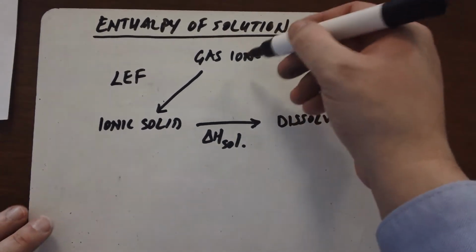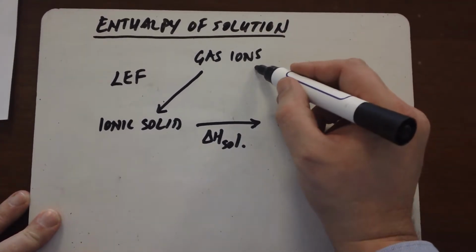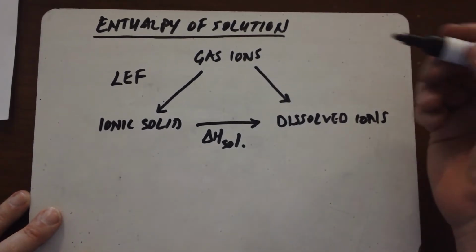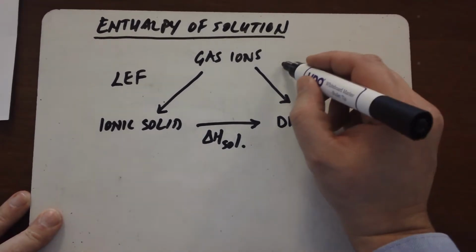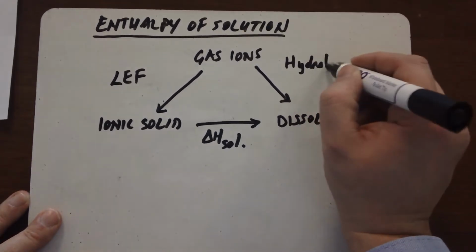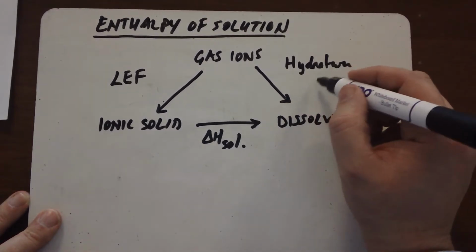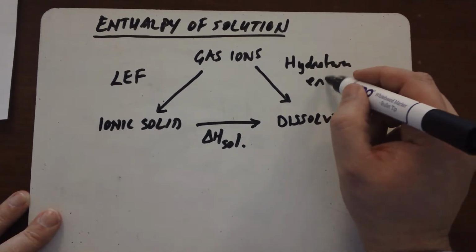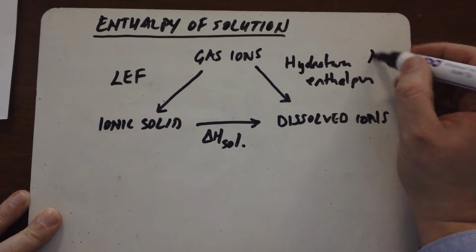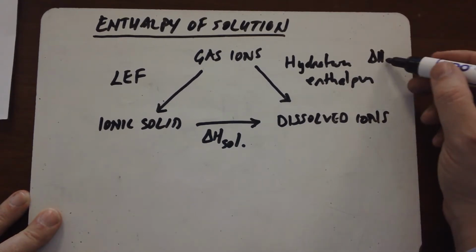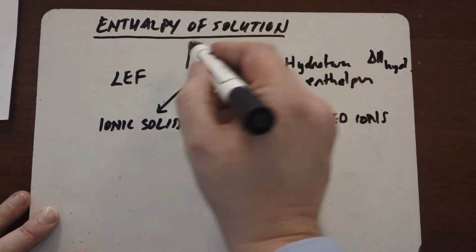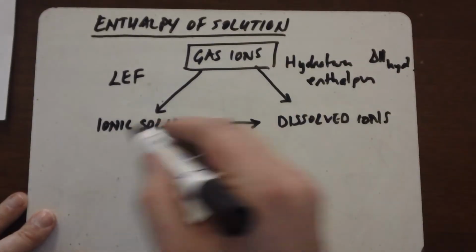We can also take those gas ions and dissolve them into water. We don't call it dissolution, we call it hydration. So these will have hydration values, or enthalpies of hydration, also known as the delta H of hydration. So in general, that's the cycle.